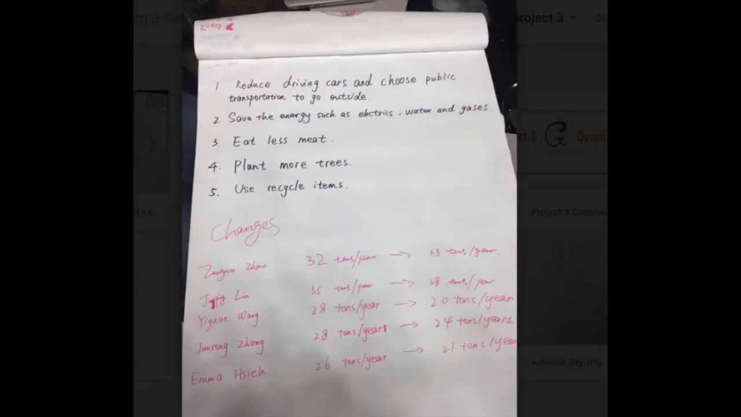To reduce the carbon footprint, reduce driving cars and choose public transportation to go outside, save energy such as electricity, water and gas, eat less meat, plant more trees and use recycled items. These are all the best ways to decrease the carbon footprint.